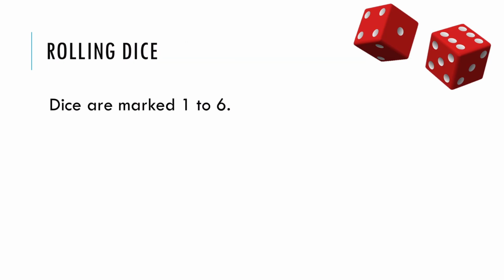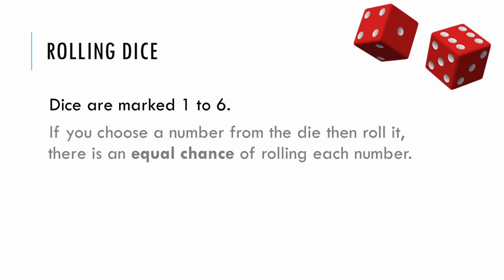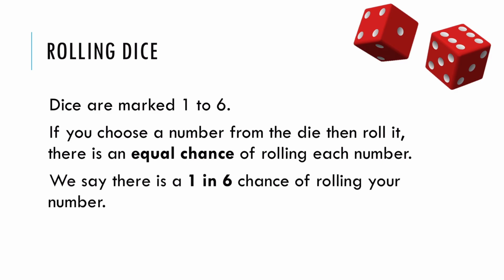So dice are marked 1 to 6. If you choose a number from the die then roll it, there is an equal chance of rolling each number, okay? So it is the same chance you will roll a 1, 2, 3, 4, 5 or 6. We say that there is a 1 in 6 chance of rolling any number on the dice. So the probability of rolling a 6 is 1 over 6. 1 in 6 chance.